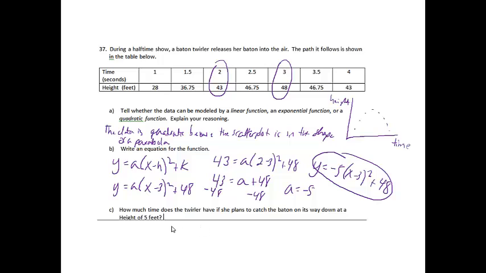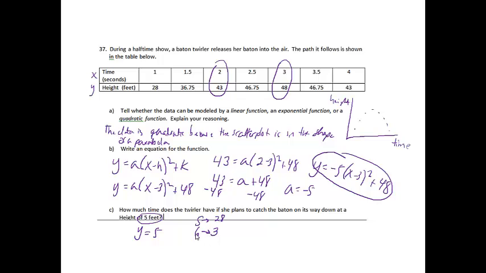Okay, part C is a little bit different. It says, how much time does the twirler have if she plans to catch the baton on its way down at a height of 5 feet? Well, if I look up here, we let the x be the time and we let the y be the feet, so I'm actually looking for a y value of 5. So I did Control T to look at the table, and I noticed that at 5 seconds the height was 28, and at 6 seconds the height was 3.